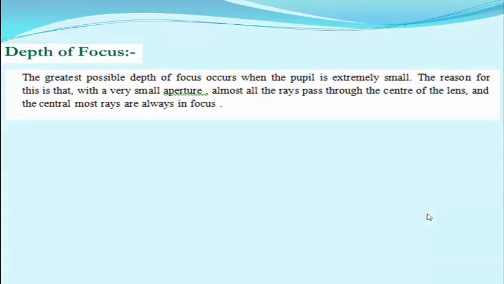Depth of focus. The greatest possible depth of focus occurs when the pupil is extremely small. The reason for this is that with a very small aperture, almost all the rays pass through the center of the lens and the centralmost rays are always in focus.